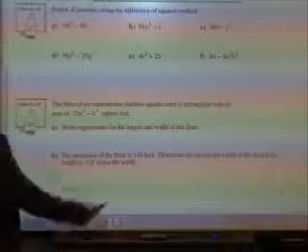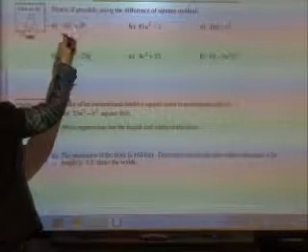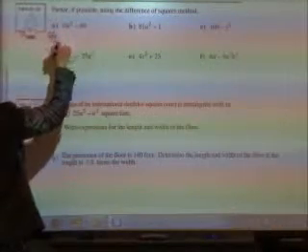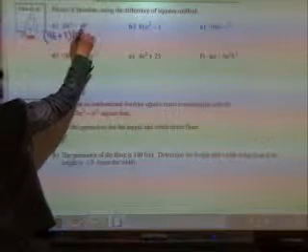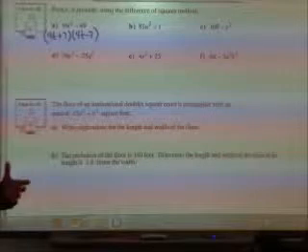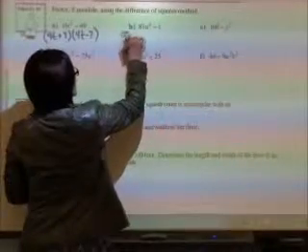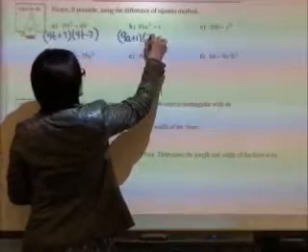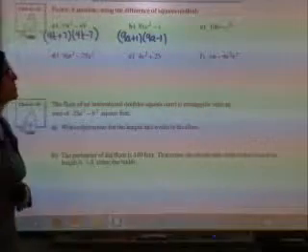So we are asked to factor, if possible, using the difference of squares method. If I look at the first one, I square root the first and the last. So if I square root 16t squared, I get 4t. Square root 49 and I get 7. So I get 4t plus 7 and 4t minus 7. If I look at b, I want to make sure it's a difference, which it is, and then I look to see if the two terms are perfect squares, which they are. So 9a plus 1 and 9a minus 1.